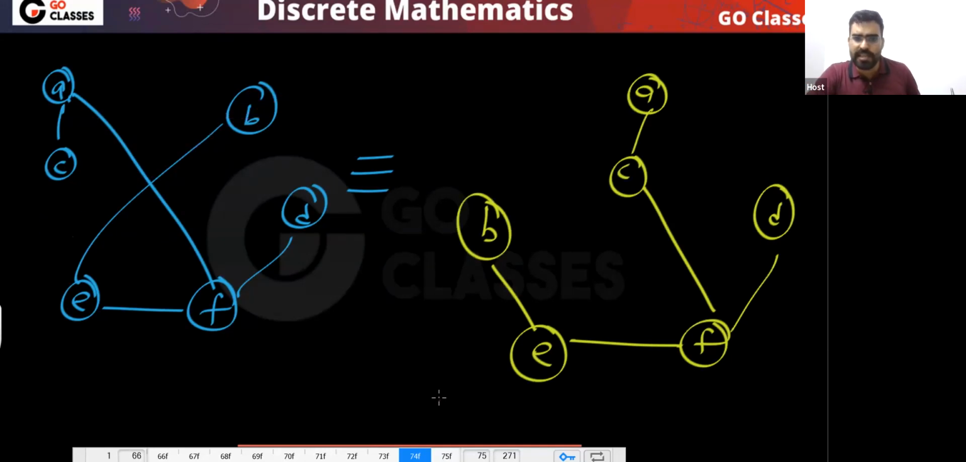So you can notice this is acyclic. There is no cycle here. This is acyclic and this is connected. So this is a tree.